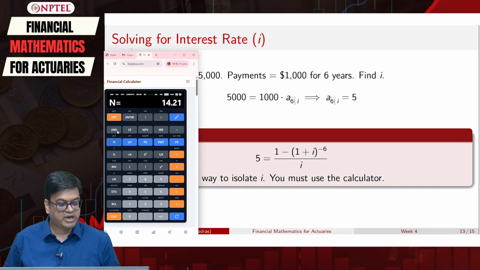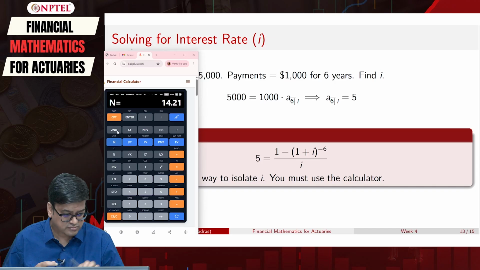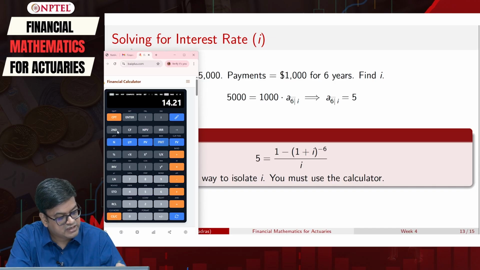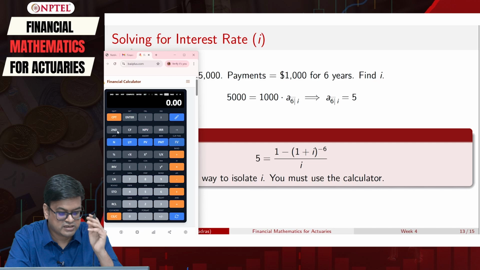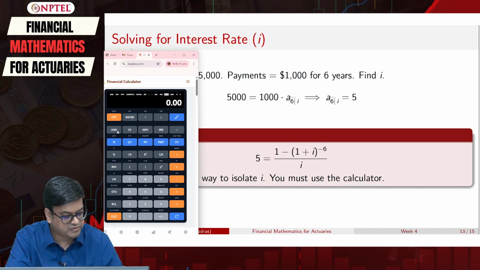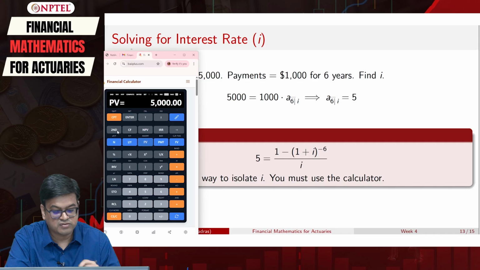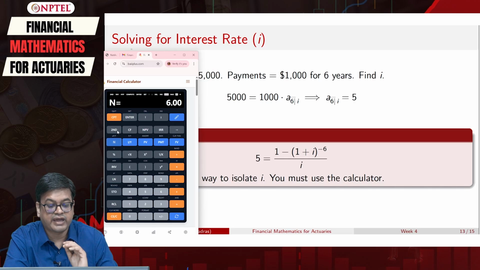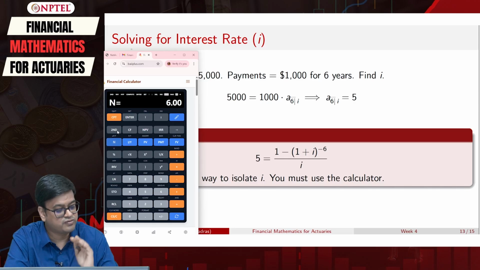So again, I will go back to the calculator. First step is to clear the previous work. Everything is cleared. What is 5,000? It's the loan amount, so that is our present value. You feed in 5,000 as the present value. Next, what is given to you? The interest rate is unknown. The time period is known to you: 6 is your n. And what else is known? The cash flow. $1,000 is going out for 6 years.